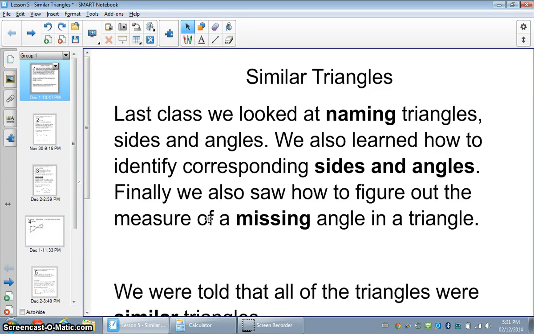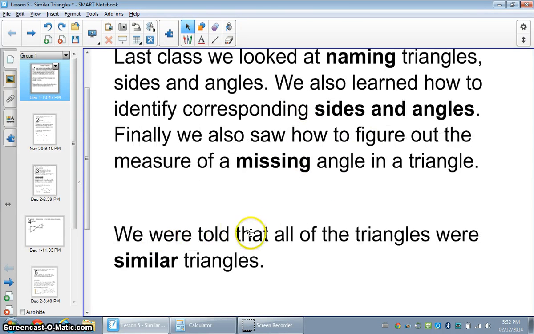We're going to continue talking about similar triangles today. So last time we looked at naming triangles, sides and angles. We also learned how to identify corresponding sides and angles. And finally we saw how to figure out the measure of a missing angle in a triangle. So this is stuff we did last time.